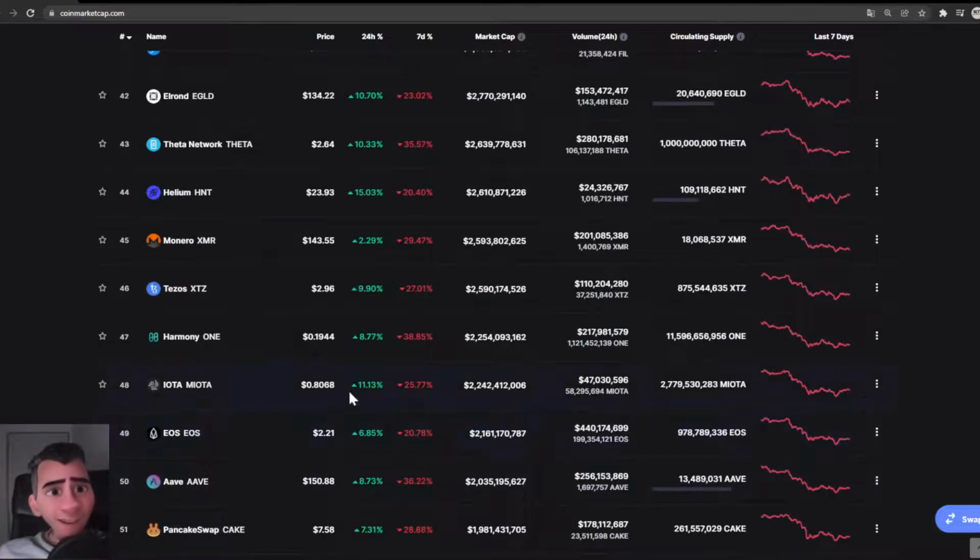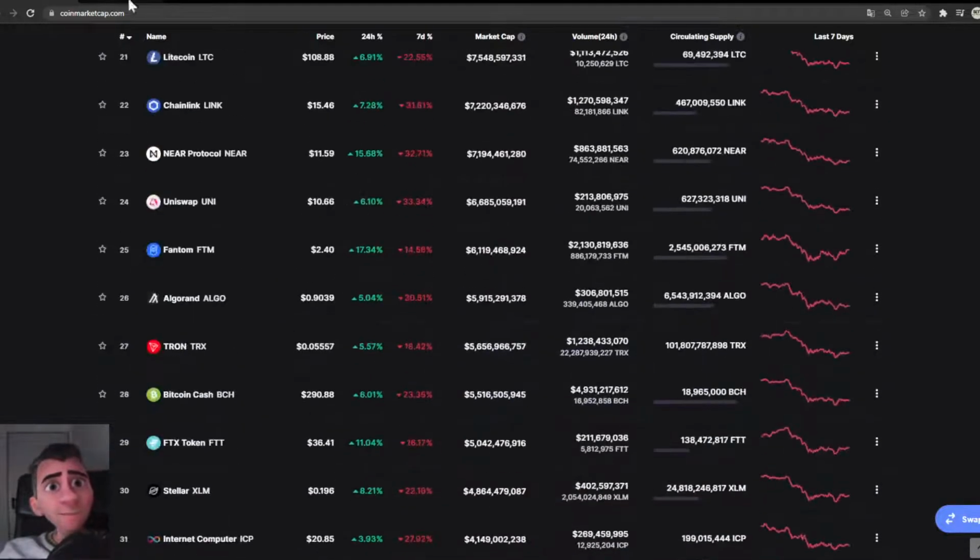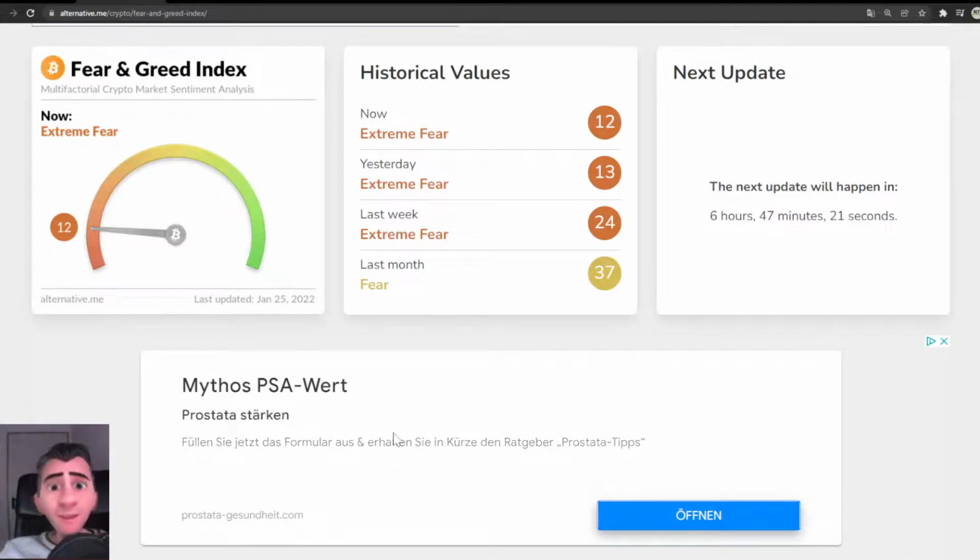Let's check where IOTA is. IOTA is in a plus 11% in the day, 12% in the day. But in the week, IOTA is going down also really hard, 25%. So if we are watching the fear and greed index, what can we see? Yes, the extreme fear is in the market. It's the biggest fear ever. No, not ever. It's the biggest fear in the last year, I think. We never saw extreme fear with 12 points.